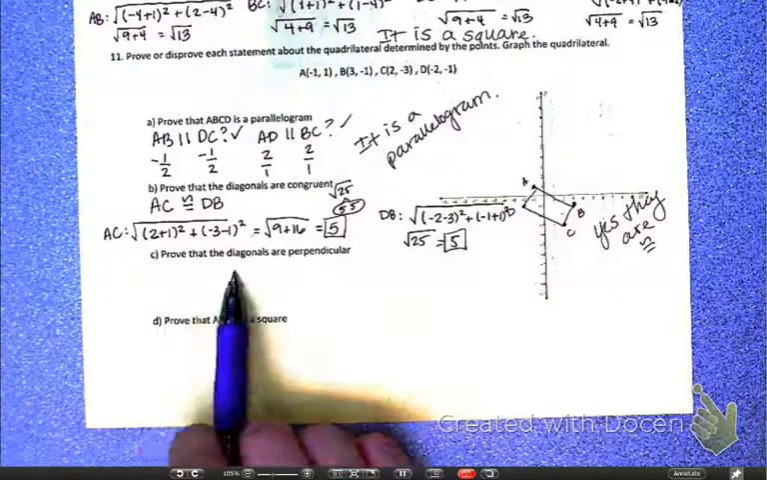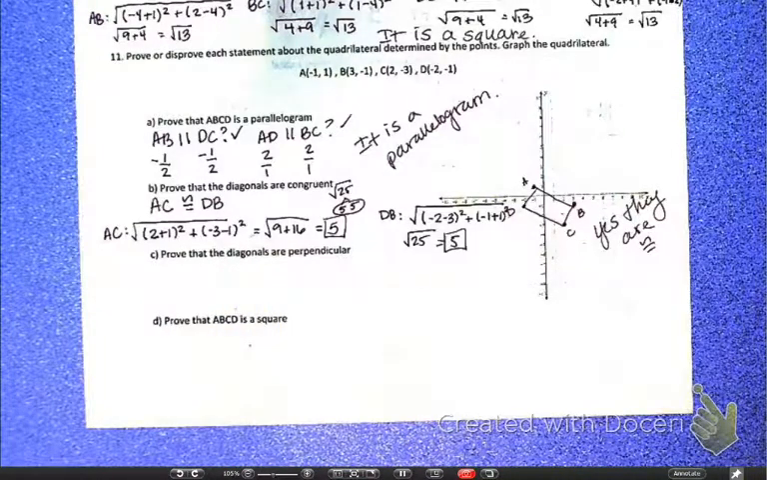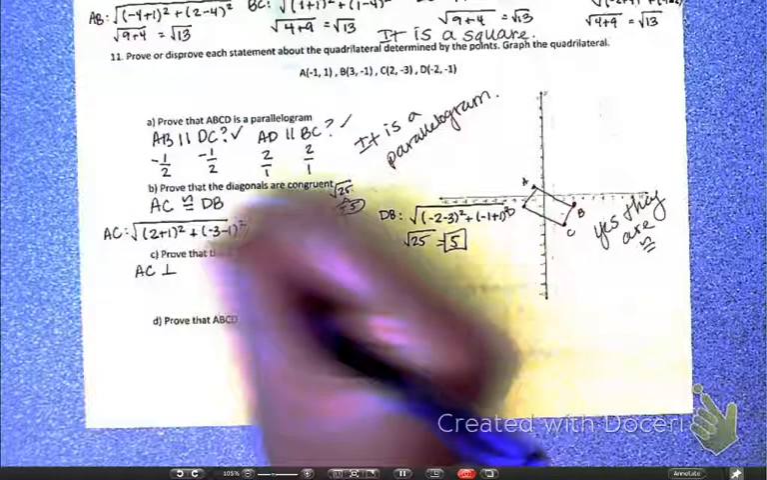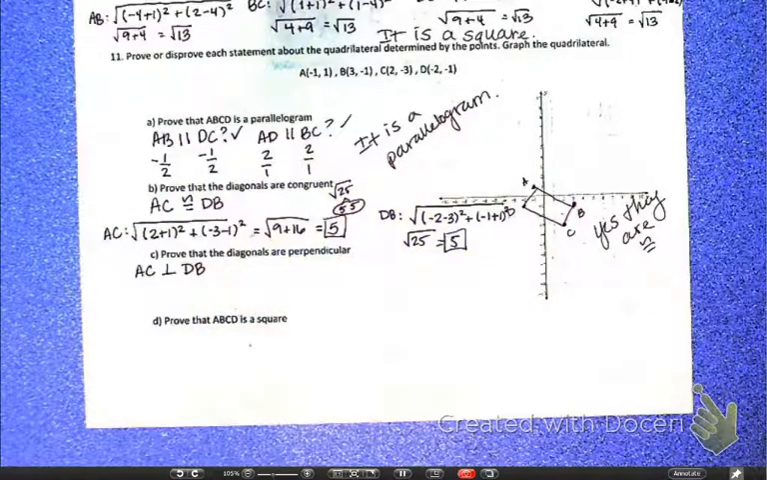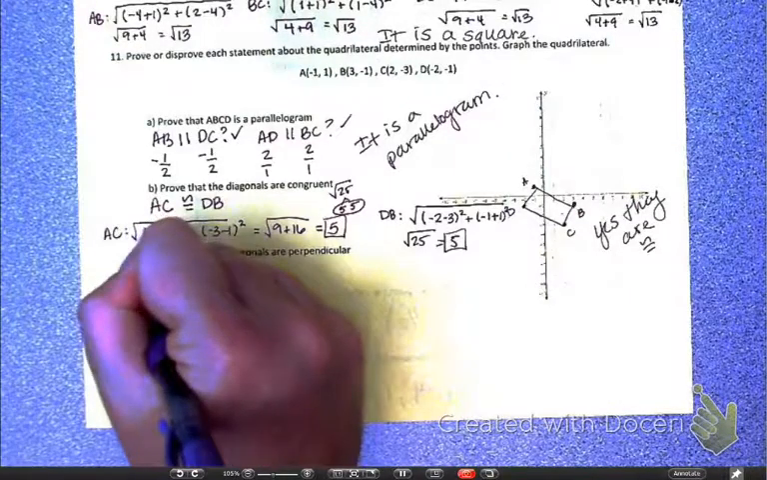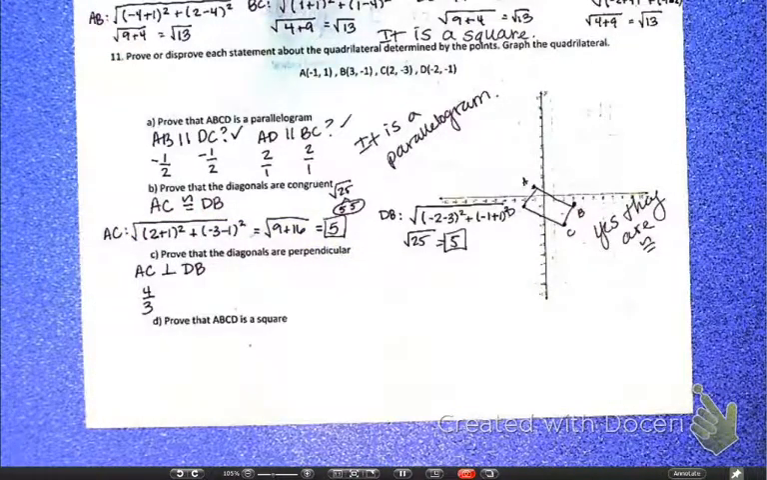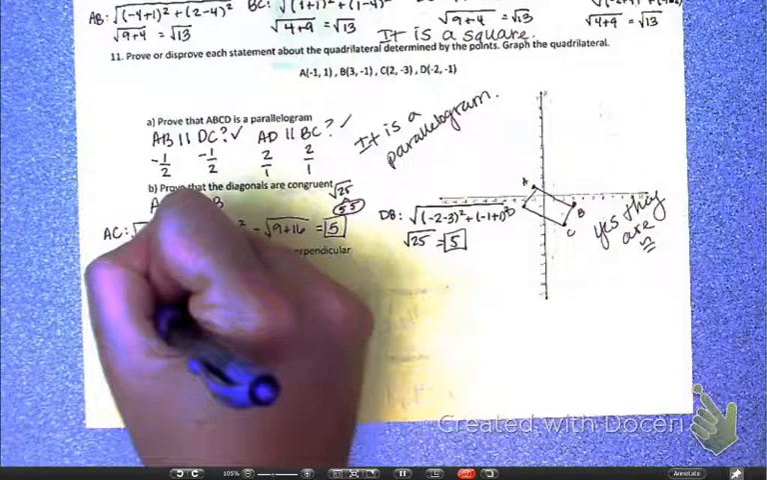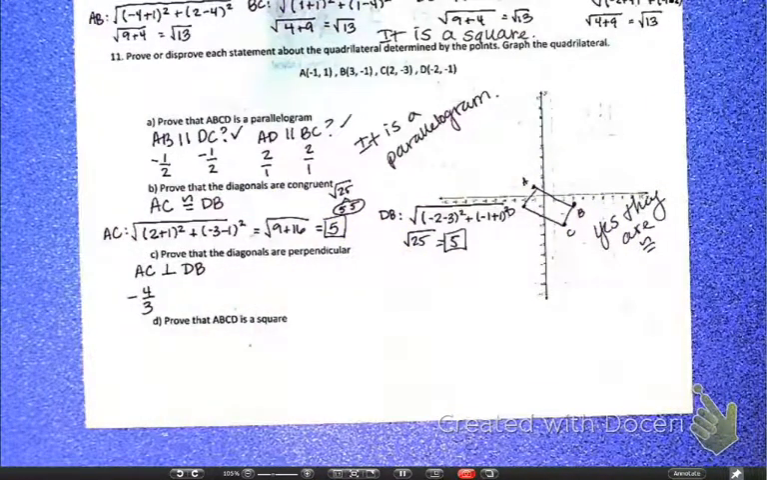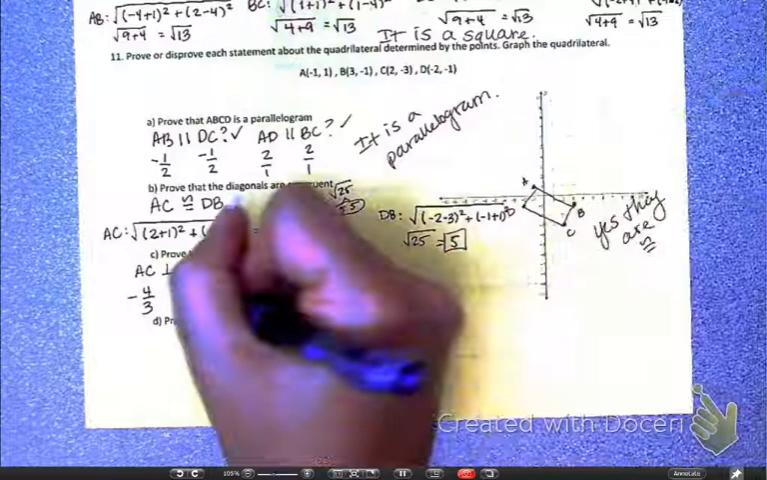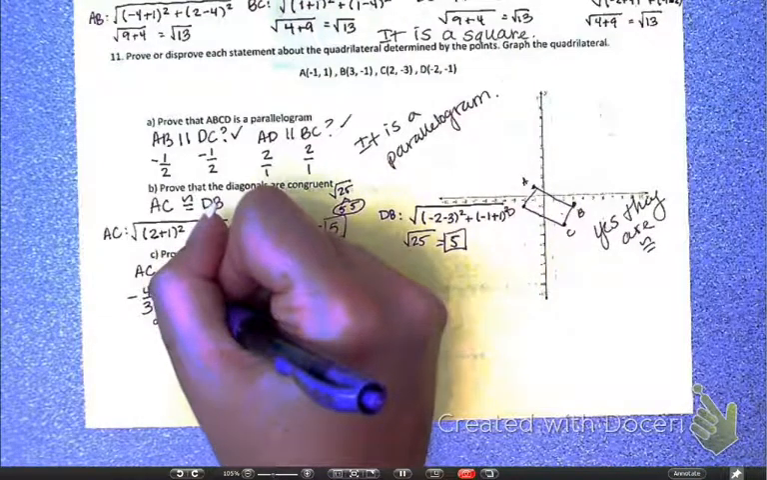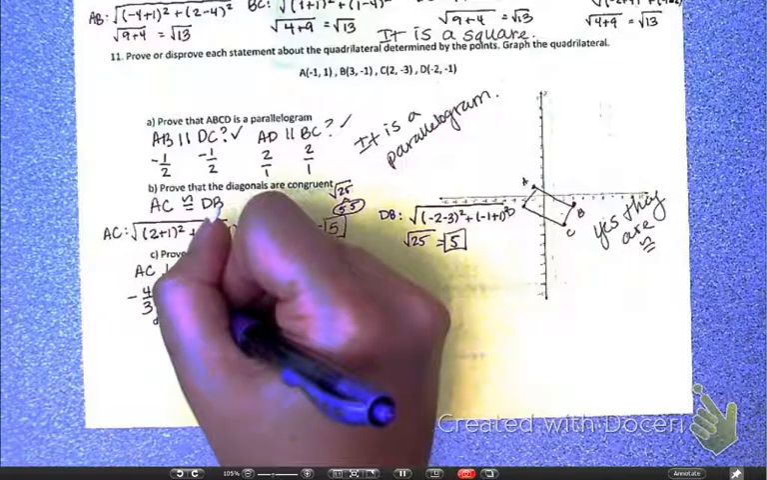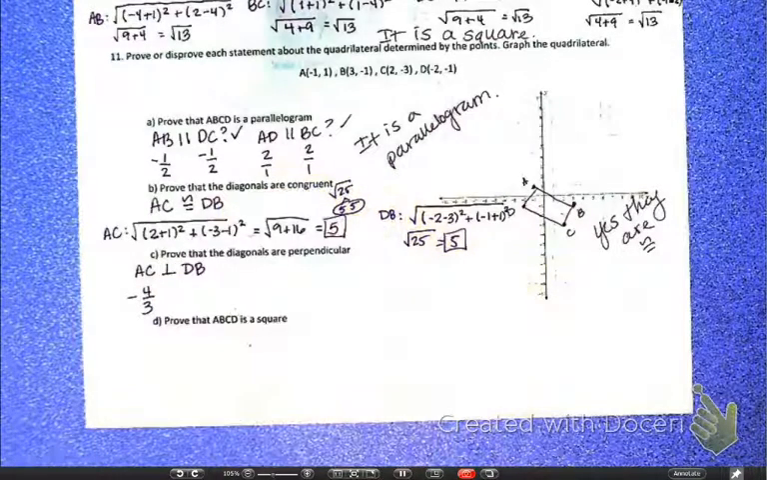Here we're proving the diagonals are perpendicular, so we're looking at slopes. So now we're looking at: is AC perpendicular to DB? Did someone find the slope of AC? 4 over 3. Someone else confirm that? It should be a negative, yeah. And what about DB? Negative what? I got negative 3. You got negative 3 over 5? You got 0 over 5?